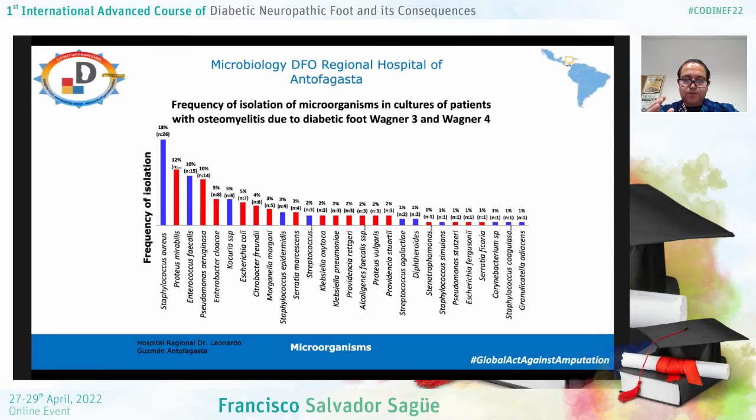Bone culture will not only certify the diagnosis, but will also guide us in the specific treatment of the infectious agent involved. However, as we see here, there is great dispersion of agents that makes effective empirical treatment difficult, which is the reason why medical treatment often fails.